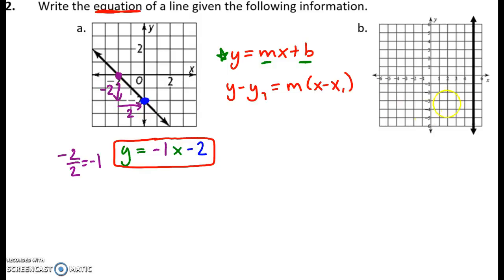For this next equation, our next graph in part B, notice you have a vertical line. Anytime that you have a vertical line, your slope is undefined. And again, vertical lines means that you're going to have x equals some number. Well, that number is wherever it crosses the x-axis. So in this case, crosses at 5. So x is equal to 5. So this is my equation of the line.